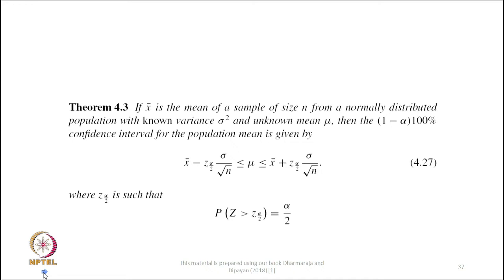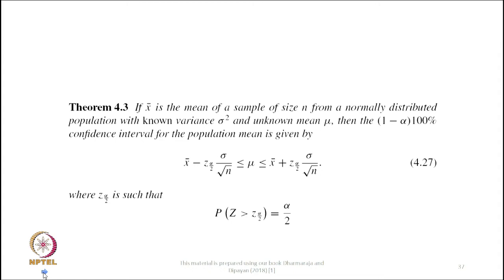That means you have to supply alpha. After supplying the alpha value, that means by varying the alpha value, obviously you will have a different range or interval in which the mu is going to exist. So, this is the interval estimation of mu, where mu is unknown.